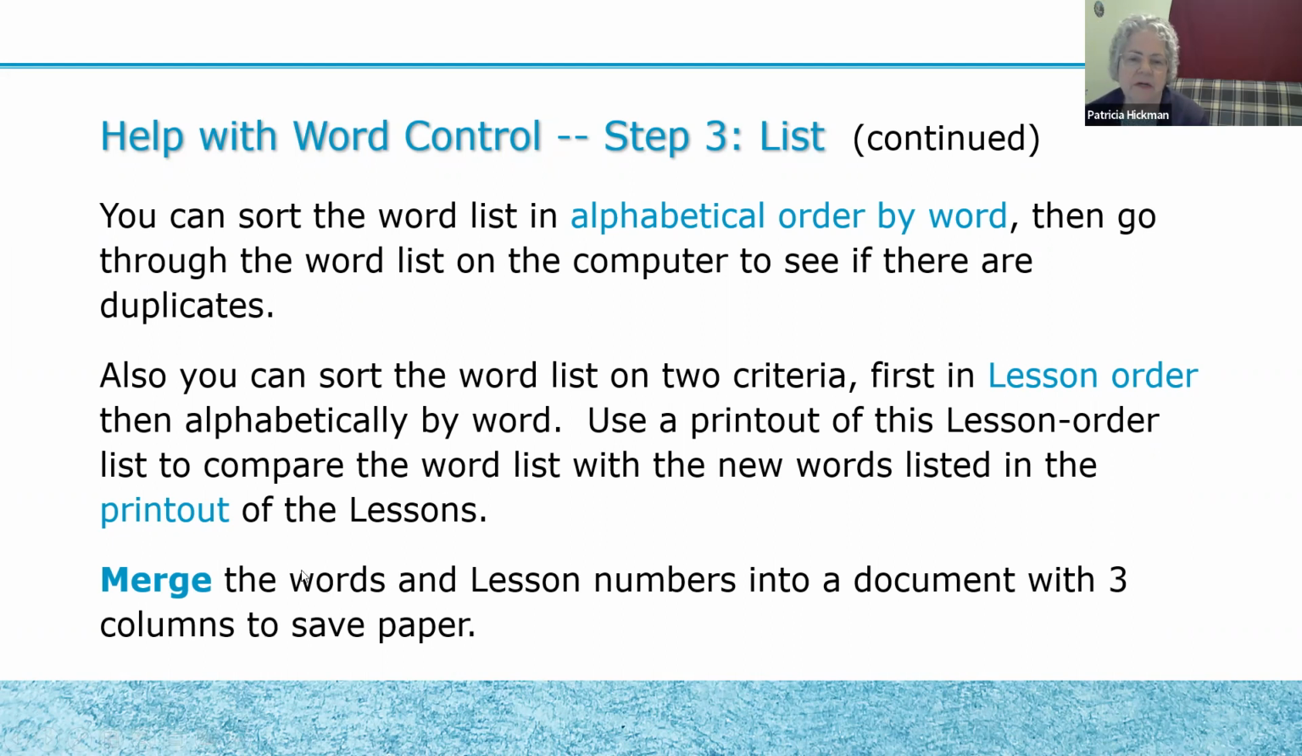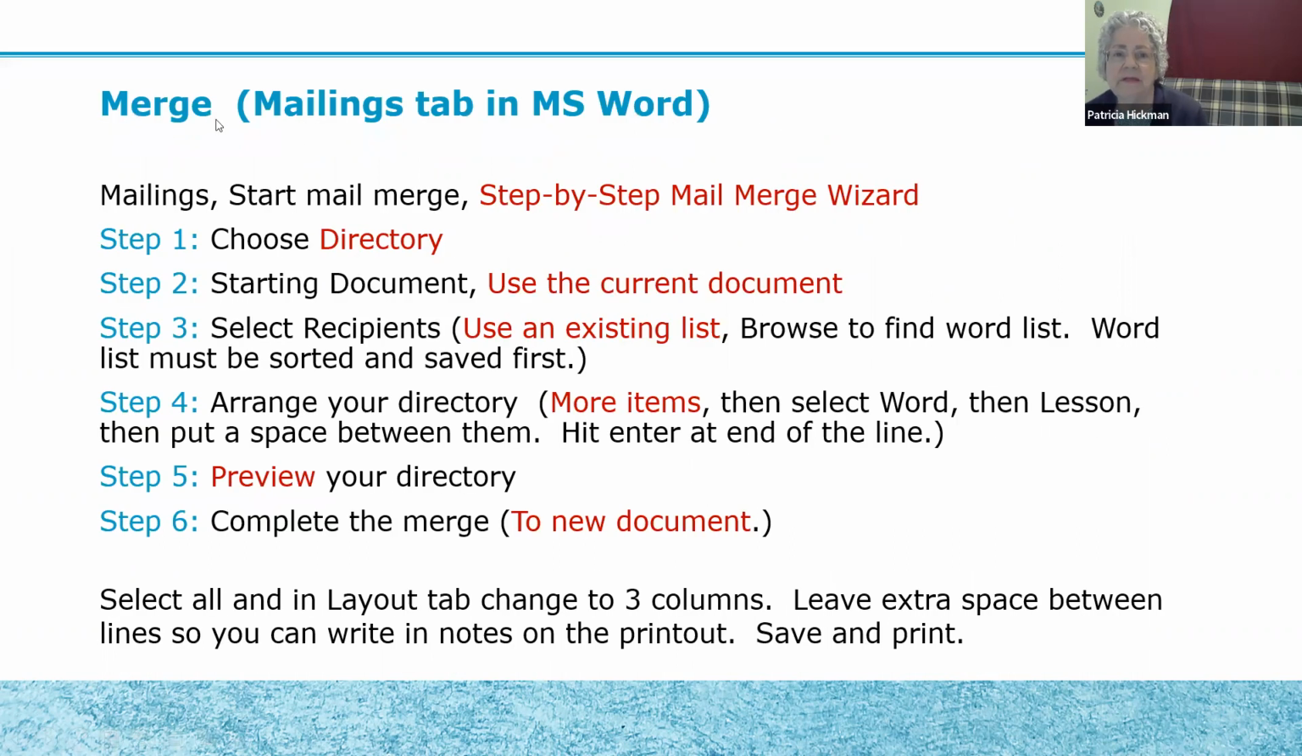I'm going to show you how to merge the words and lesson numbers into a Microsoft Word document so that you can print this out in columns, and that would save paper when you're printing it out. It would be good to have a printed out list in lesson order to check the lessons while you're looking through your printout of your primer. Check the word list also and see if the words in the word list are the same as the new words pointed out in your lesson in your primer. And here are the steps in merging.